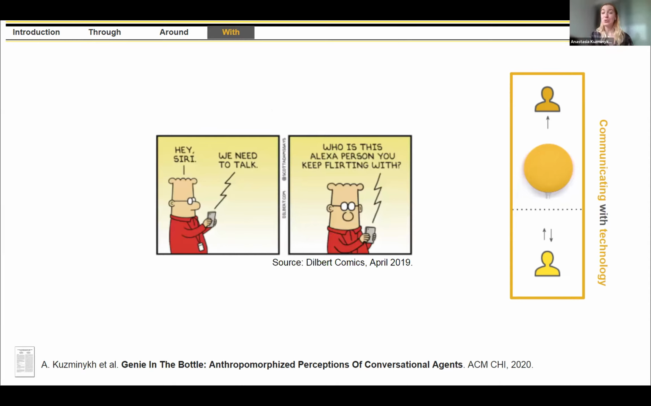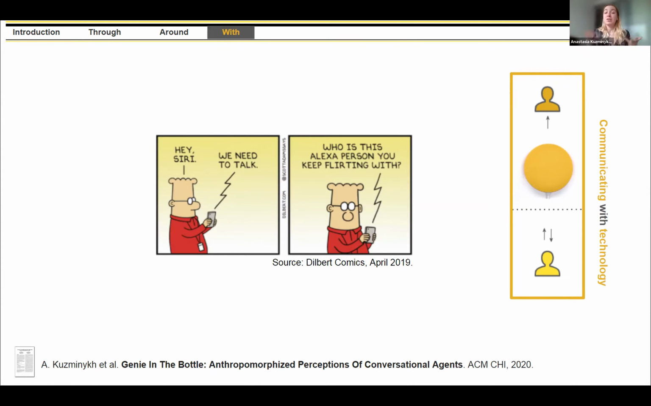For example, users flirt with them, which in fact became so common that now in popular media, people joke and make movies about it. So maybe you've seen there was a movie called Her, or there was an episode on the Big Bang Theory at some point about that. Or as on this image on this slide right now, "Hey Siri," Siri says, "We need to talk. Who is this Alexa person you keep flirting with?" So it became a real social thing.